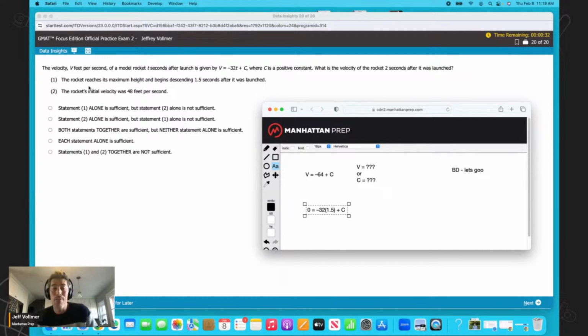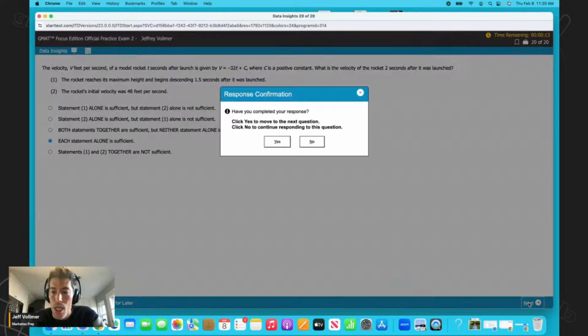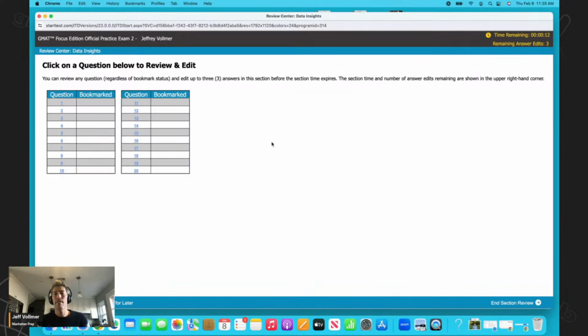And actually now going through statement 1, seeing that c is also 48 here, it does seem that they are implying that the rocket is launched straight up. I feel like they should have said that, but they did not, right? It should be like the vertical velocity. Feel good about that. So we would now have the ability to go back.